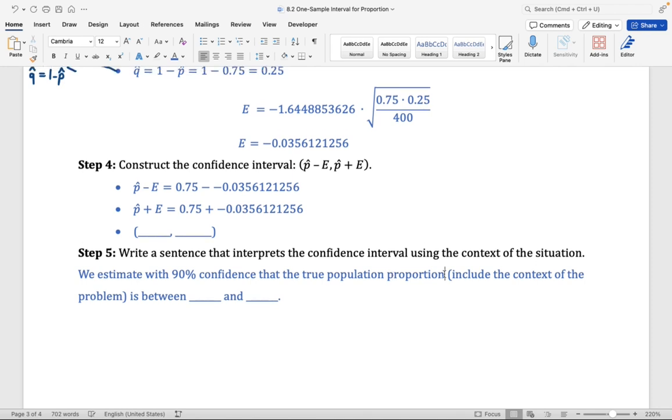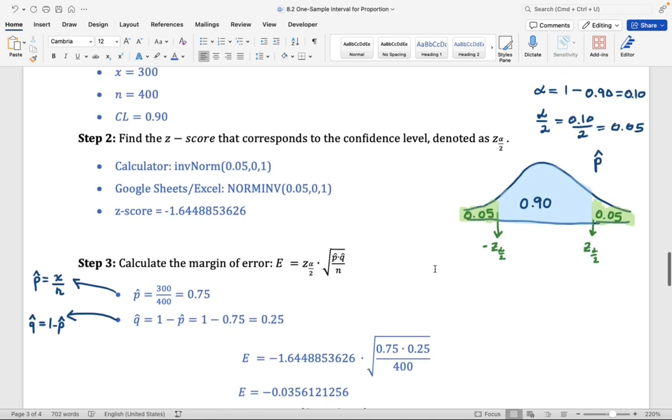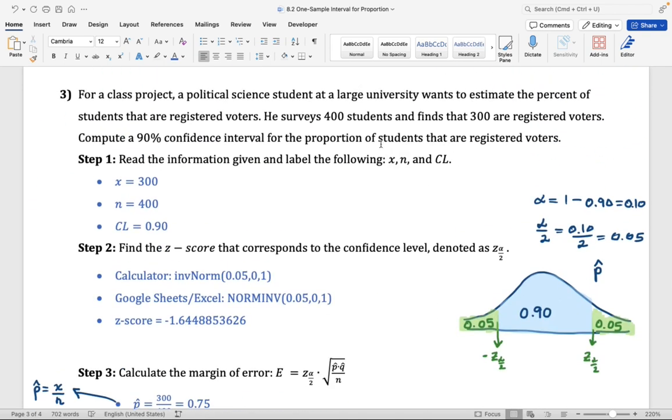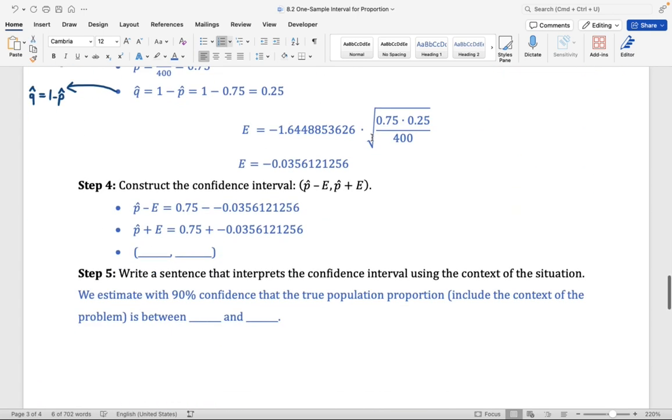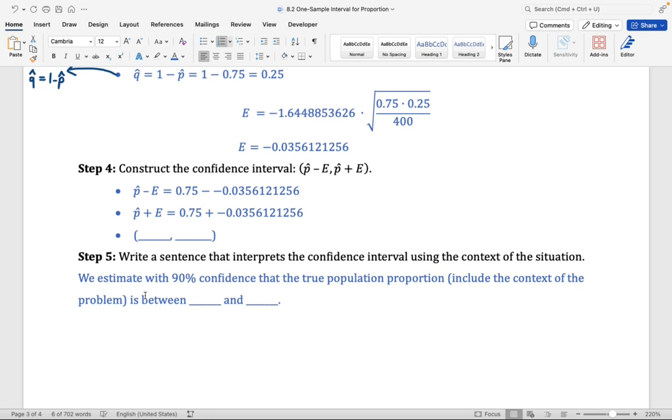Now, we're going to make sure to describe the population proportion. What does this value represent? Let's go back to the problem. The population proportion is the proportion of students that are registered voters. So I'm going to go ahead and copy this. We are saying that the true population proportion of students that are registered voters is between blank and blank. Once you have the values of the confidence interval, you can come back and you can complete the sentence.